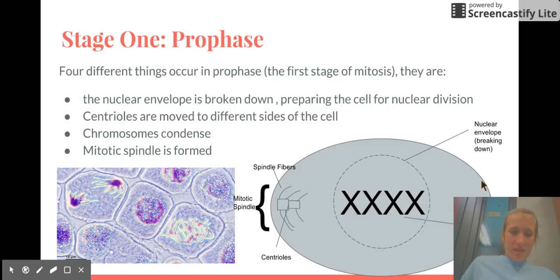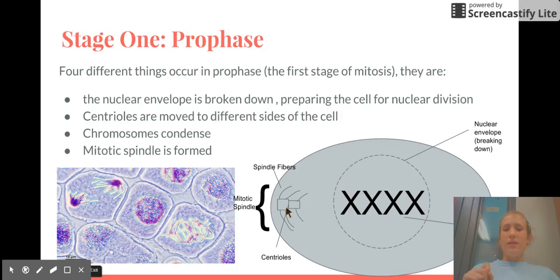Okay, stage 1 of mitosis, prophase. 4 different things occur in prophase. Before I start explaining what they are, I would like to explain my picture. As you can see, the dotted circle is the nuclear envelope, and the reason it is dotted is because it is breaking down. And the chromosomes are represented by the X's, and there's a reason for their size, which I will explain later. And the spindle fibers are connected to the centrioles, and they are the little thread-like things.